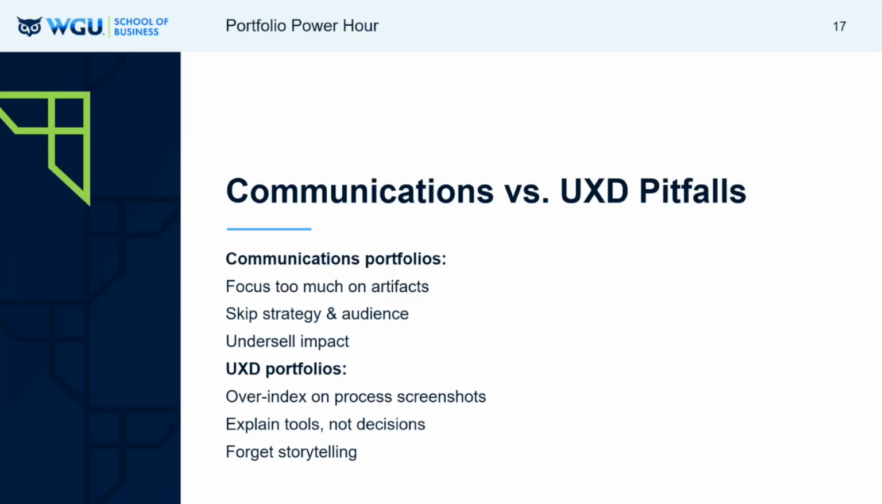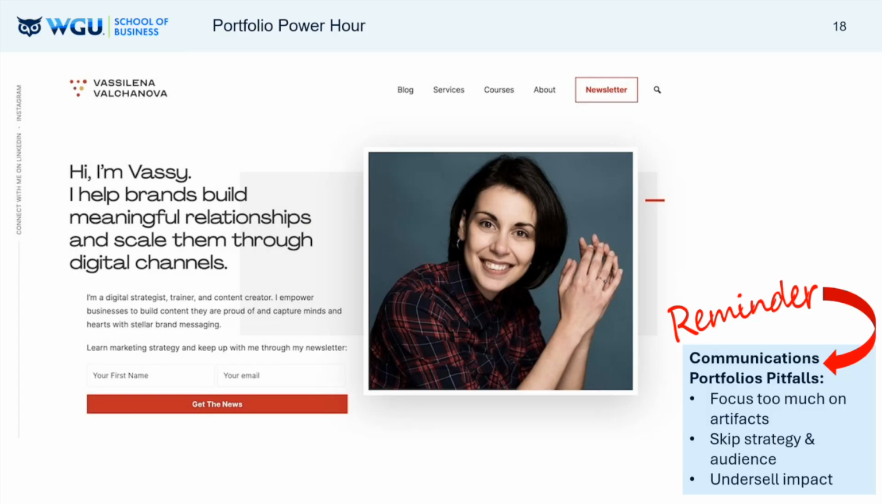So communications portfolios, here are common problems. They focus too much on the artifacts. They skip the strategy and the audience, and they undersell the impact. Here are some common problems for UXD portfolios. They over-index on process screenshots. They explain their tools, but not their decisions, and they forget the storytelling element of that. So we're going to look at some examples.